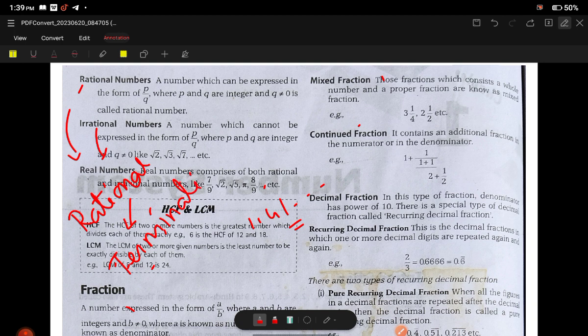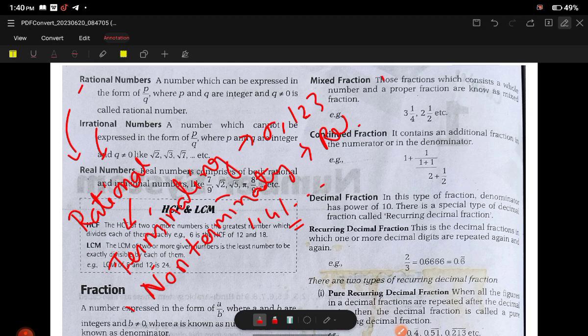Terminating means after the decimal, like 0.123, there will be a fixed number of digits after the decimal point. And a number is either terminating or non-terminating, okay, repeating non-terminating. But what is this non-terminating but repeating?